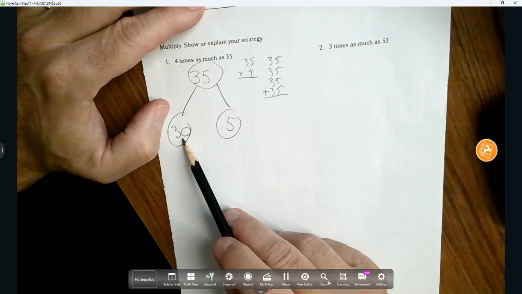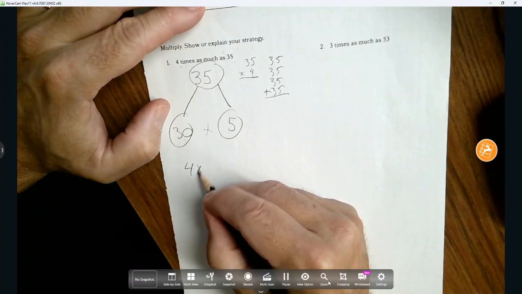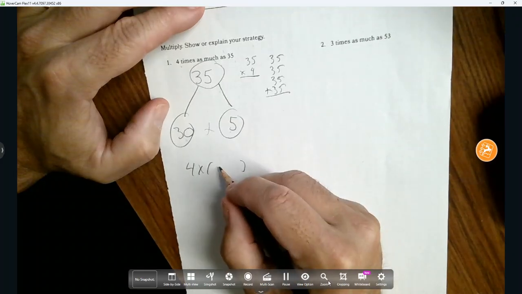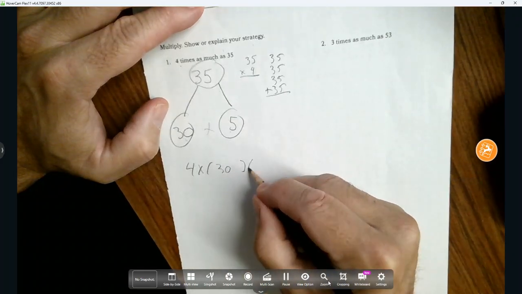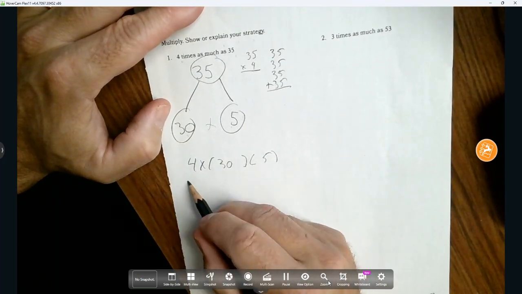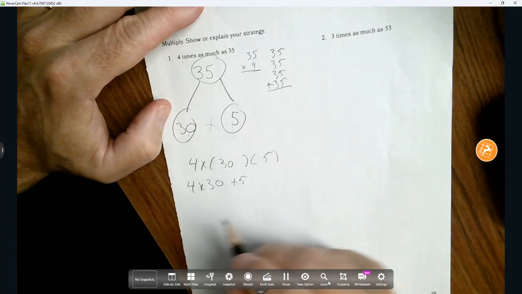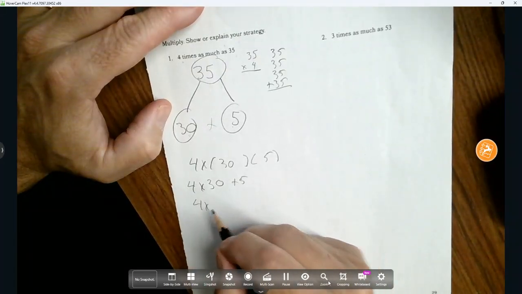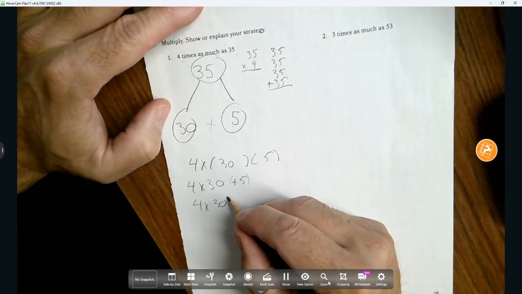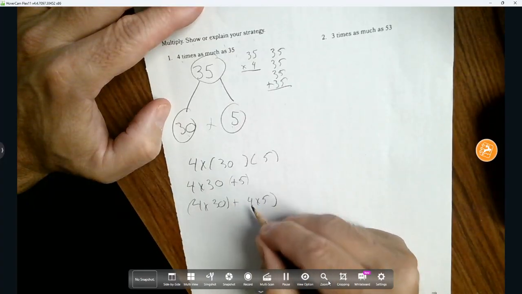So we have 30 and 5. We add those together, we get 35. So we have 4 times, use some little brackets here, 30 and 5. All right, expand that. I'm going to say 4 times 30 plus 5, and I really didn't want that plus 5 there. It should look more like this: 4 times 30 plus 4 times 5.